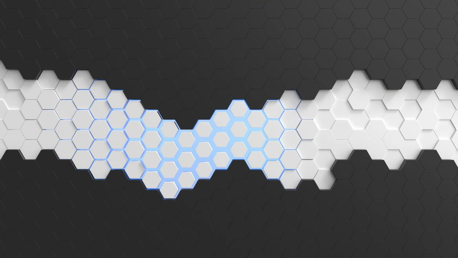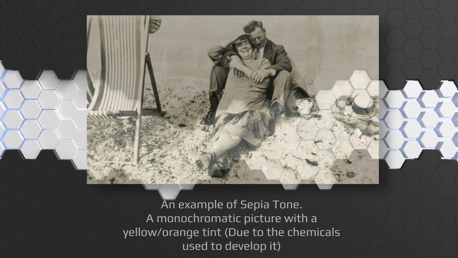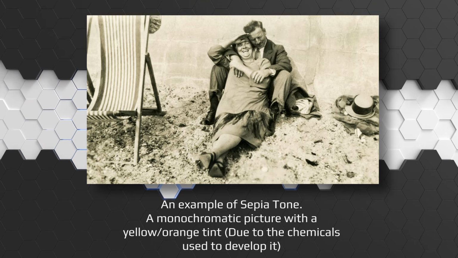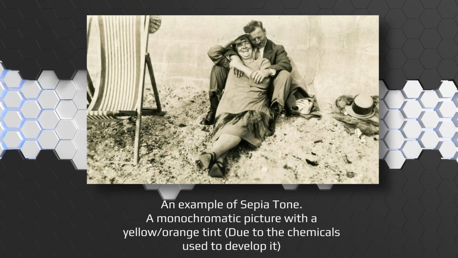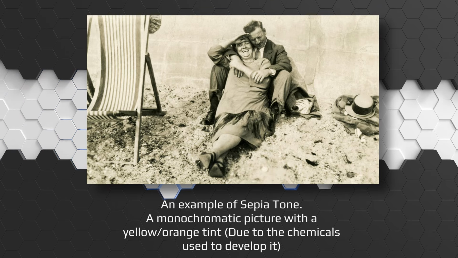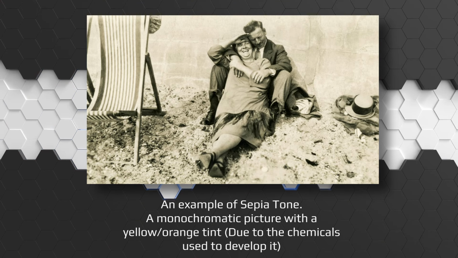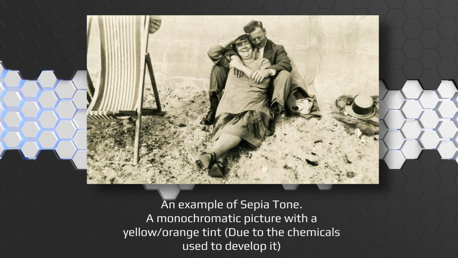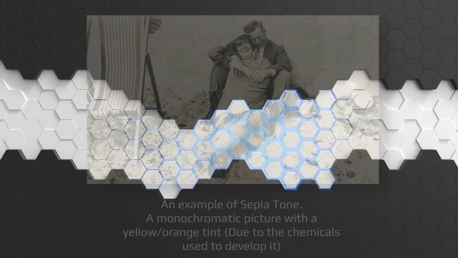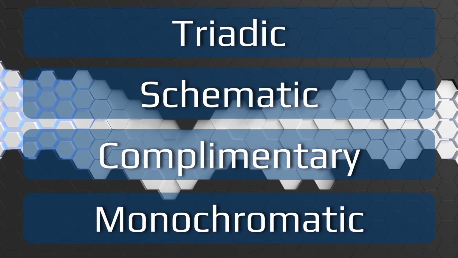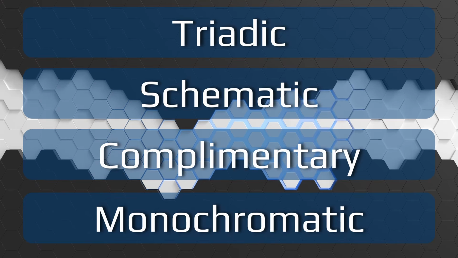If you was to take a photo way back, then you would have what is called sepia tone. That is exactly the same as monochromatic, except it has an orange tint. These are the 4 core principles of colour theory.